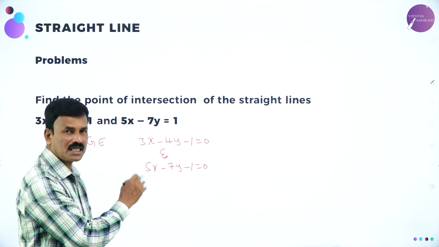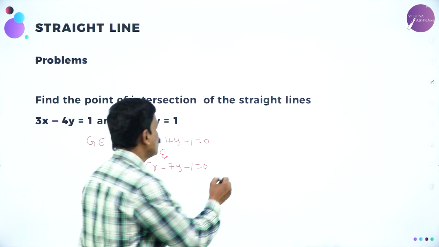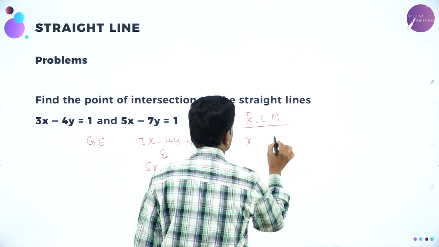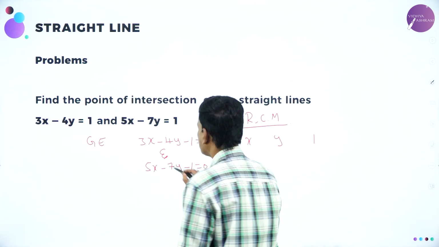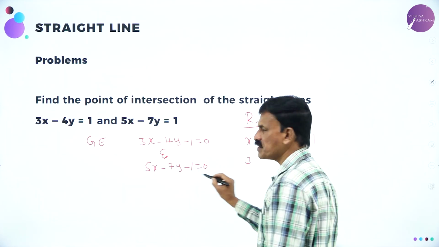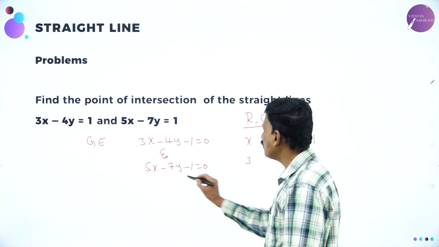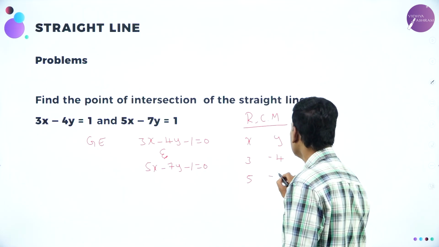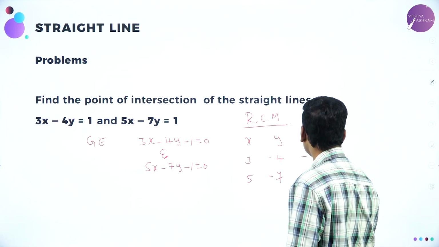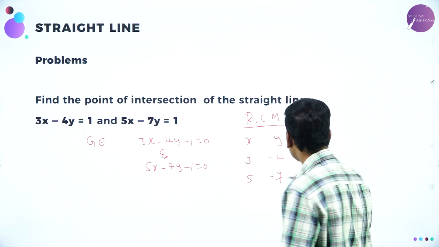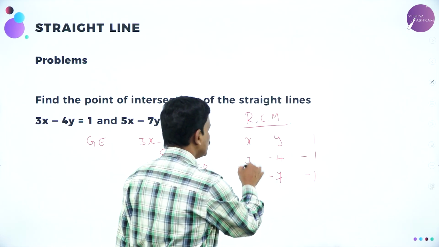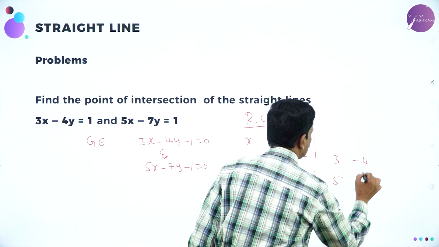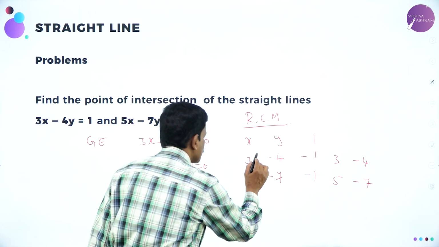So this is of the form x, y and constant. Now applying RCM, the rule of cross multiplication, write x, y and 1. The coefficient of x for the first line is 3, for the second line 5. The coefficient of y is minus 4 and minus 7, and the constants are minus 1 and minus 1. Repeat the first two, that is repeat the x, y coefficients, 3 and 5, and then minus 4 and minus 7. Now strike the first.